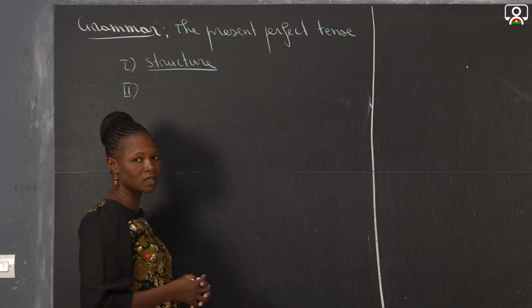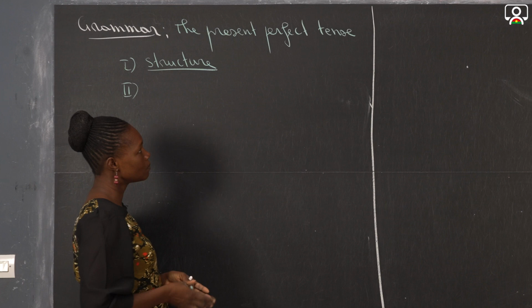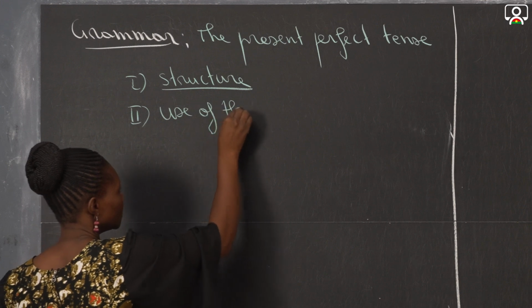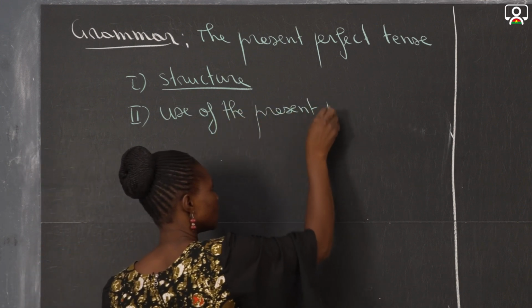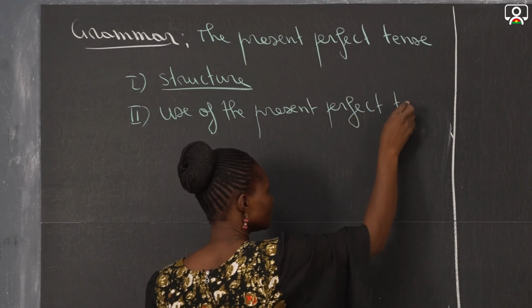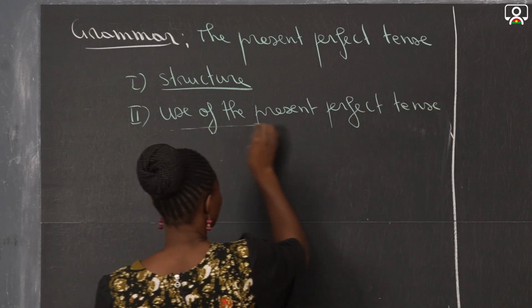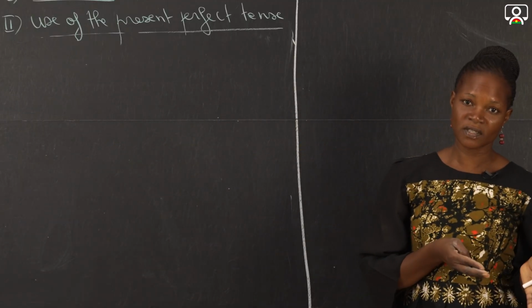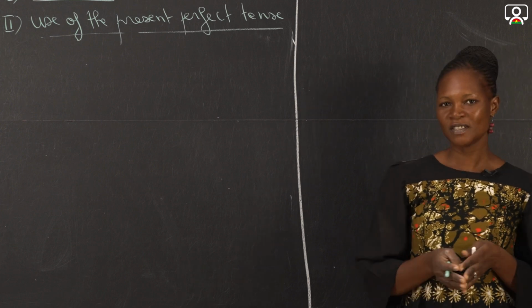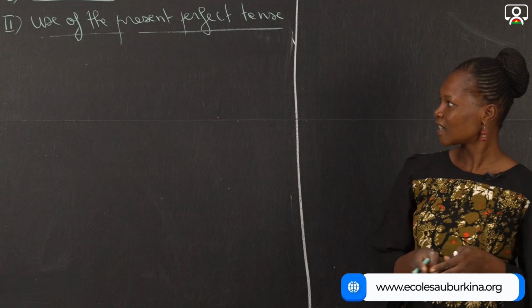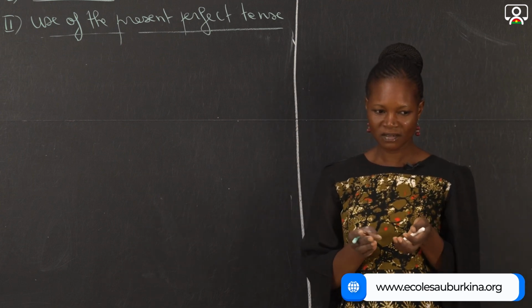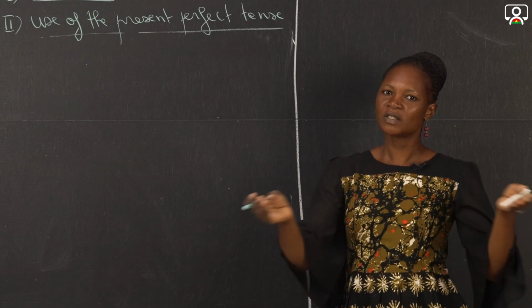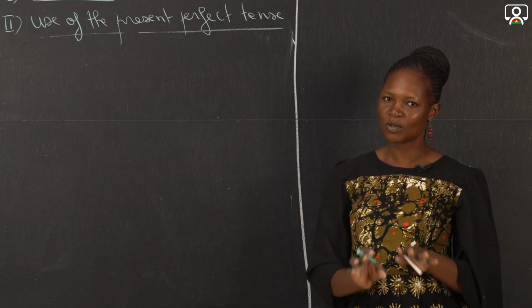So now we are going to see the use of the present perfect tense. So big 2, use of the present perfect tense. Let's say that the present perfect tense is different from the simple present. It is also different from the simple past. We use it to speak about actions which are located in a period of time which is not totally over. It means that this time is not totally finished.